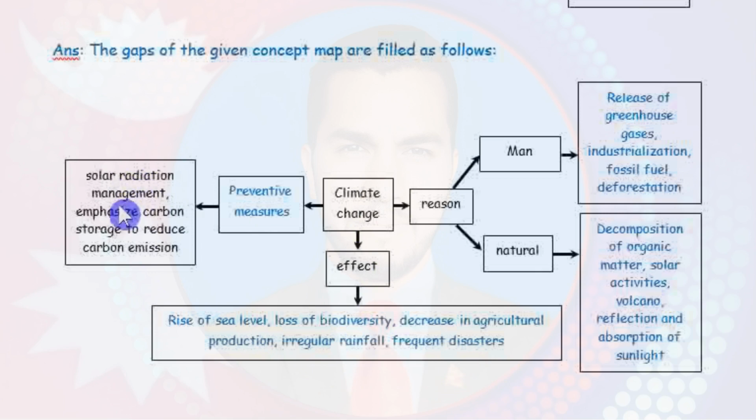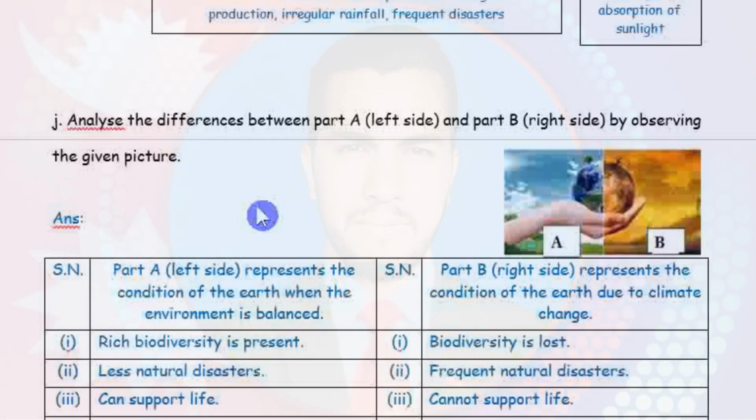Similarly here, solar radiation management, emphasize carbon storage to reduce carbon emission. These are the control measures or preventive measures of climate change. Therefore here in this box we have to write preventive measures. Okay, now let's go to the next question.